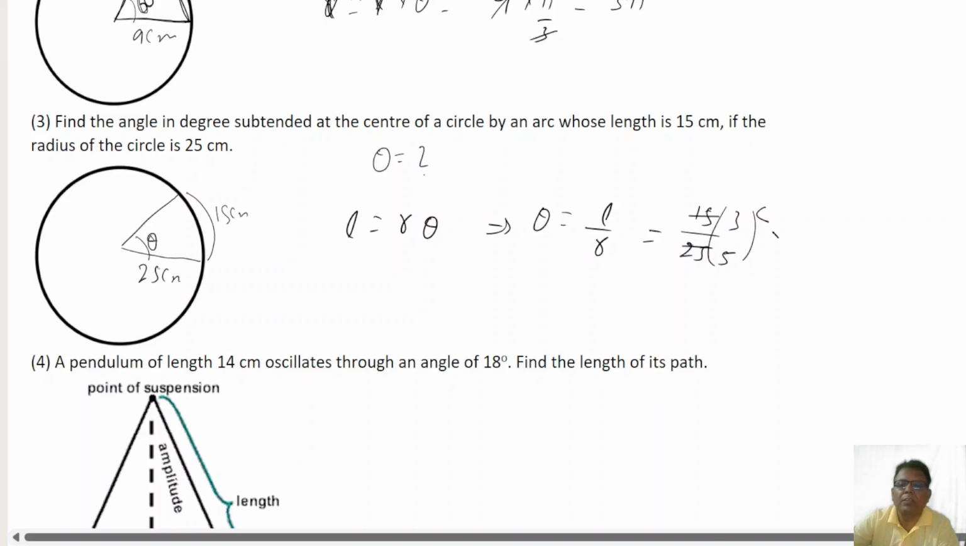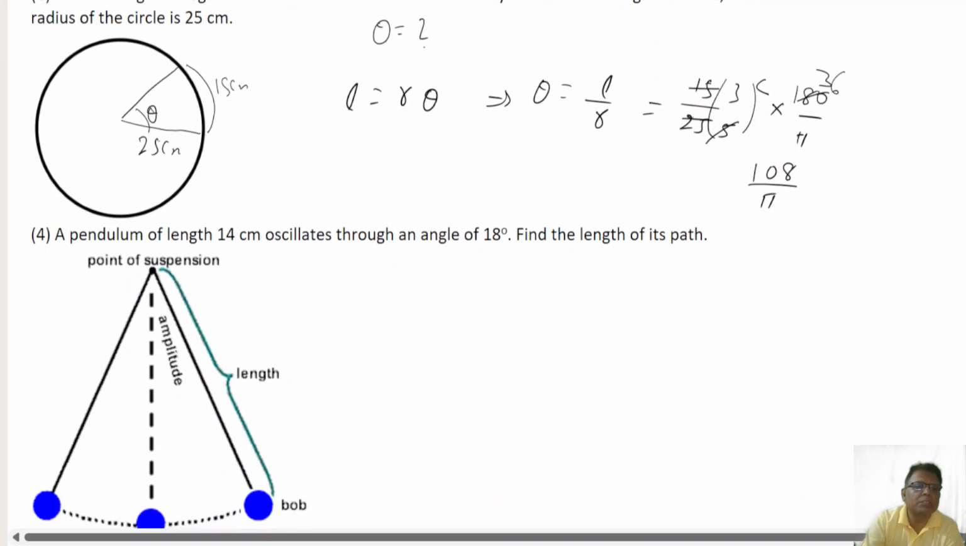So you have to convert it to degrees. How will we convert it? Multiply by 180 by pi. 36, 36 times 3 is 108 degrees. This is the answer you will get. So now come to the next question, the fourth question.